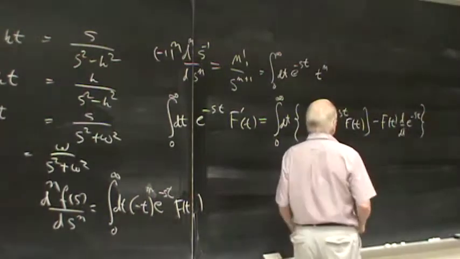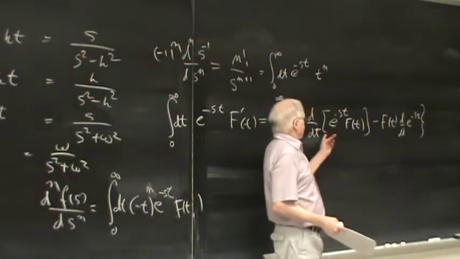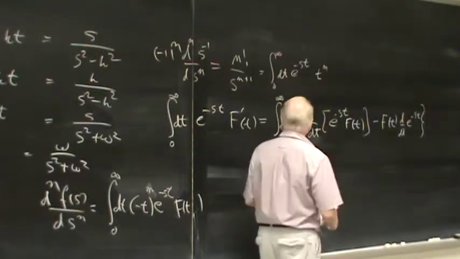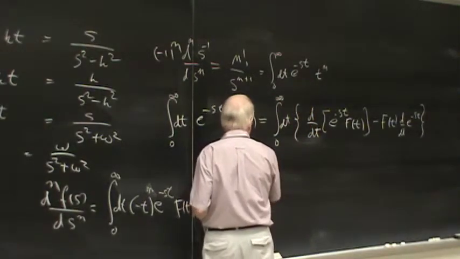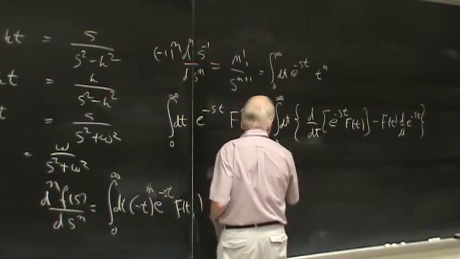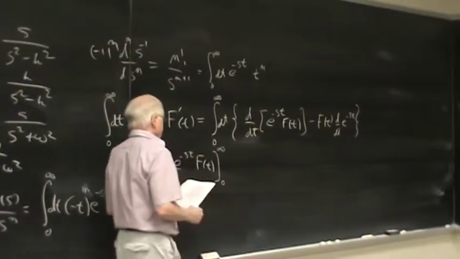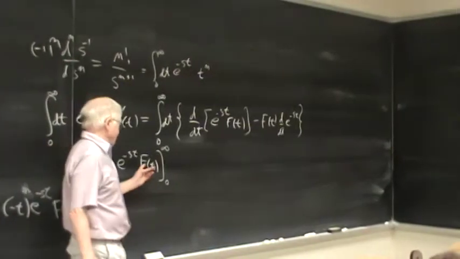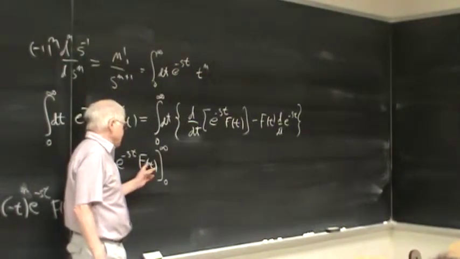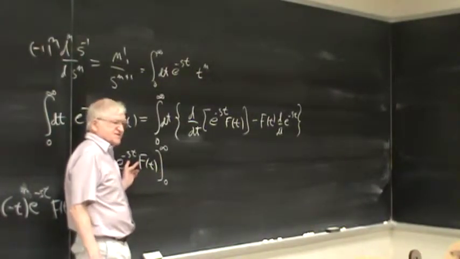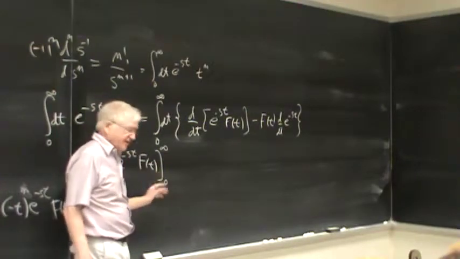Okay. This one, of course, we just do the integral, and so that gives us e to the minus st f of t evaluated at 0 and infinity, and we'll assume then that f of t, as t goes to infinity, doesn't increase as fast as this, so we get 0 there.